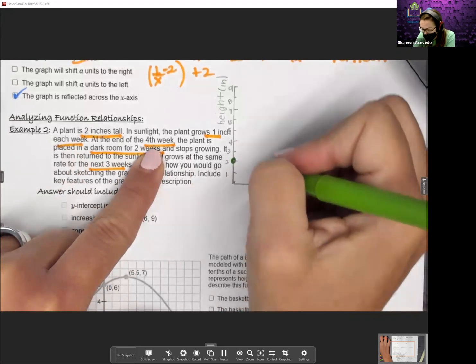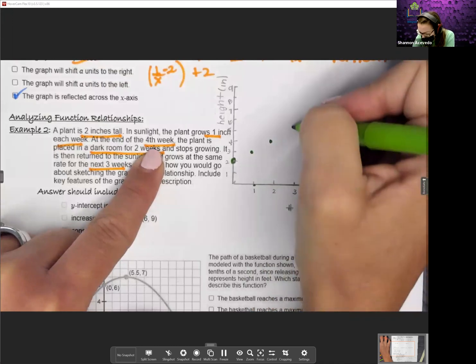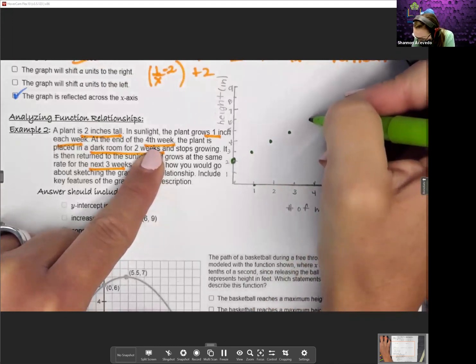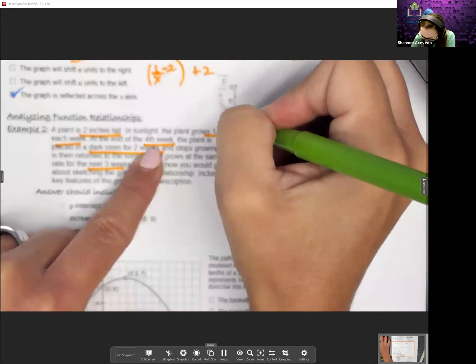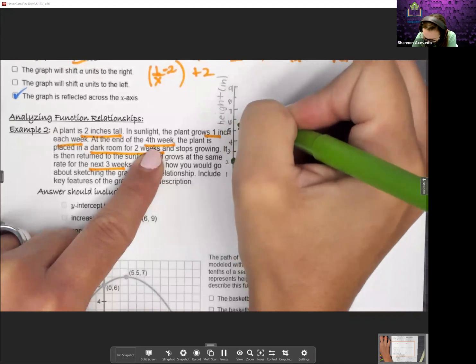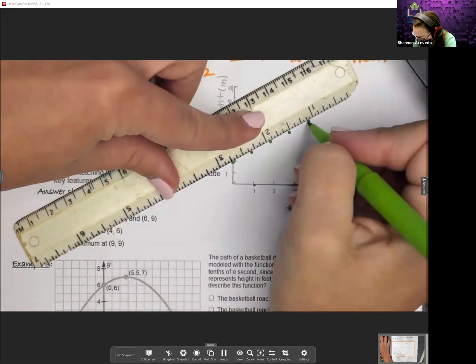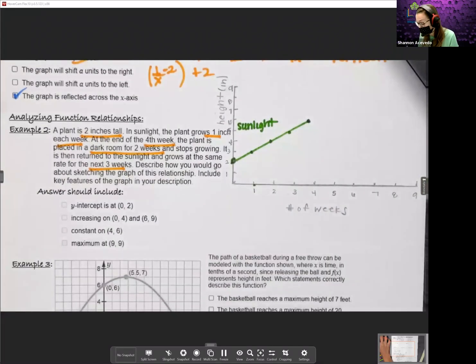So week 1, it's going to grow 1 inch. Week 2, it's going to grow another inch. Week 3, another inch. Week 4, another inch. So this is all when we're in the sunlight, right? So you can see my graph going up here. Great, looks beautiful. Okay, but then after the 4 weeks, it's placed into a dark room and it doesn't grow.